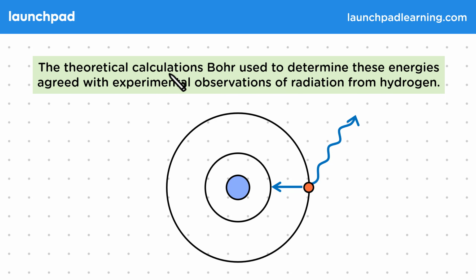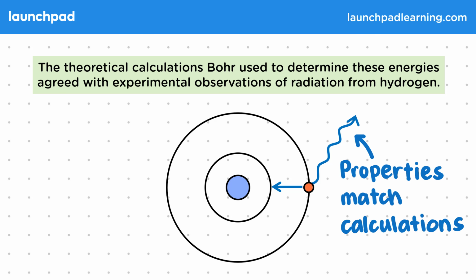Well, the theoretical calculations Bohr used to determine these energies agreed with experimental observations of radiation from hydrogen. When electromagnetic radiation is emitted, we can measure its wavelength, which determines its energy. But you don't need to know the details of how to do this at GCSE. But known evidence supports Bohr's theory, as the properties match calculations, and only certain wavelengths of radiation were observed from hydrogen. But did Bohr's calculations apply to all atoms?